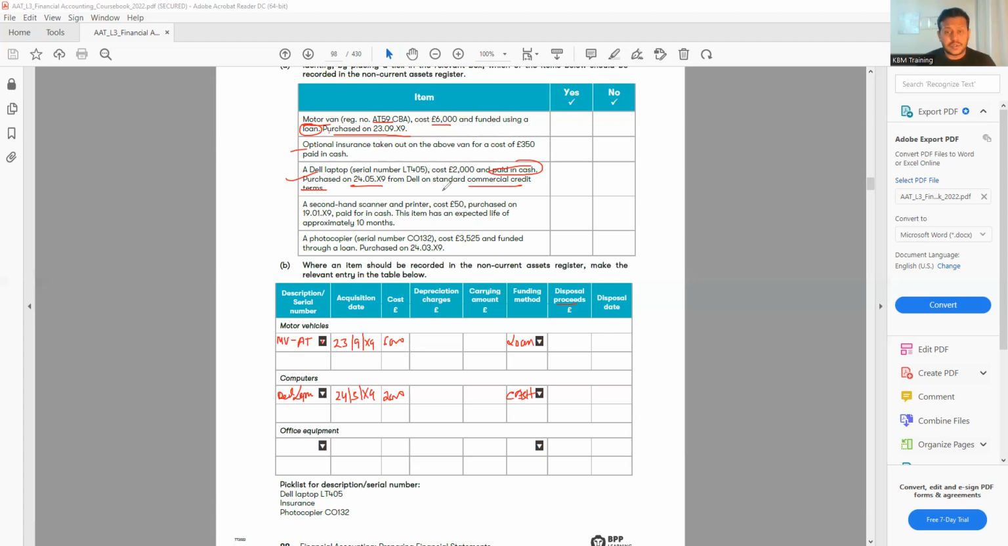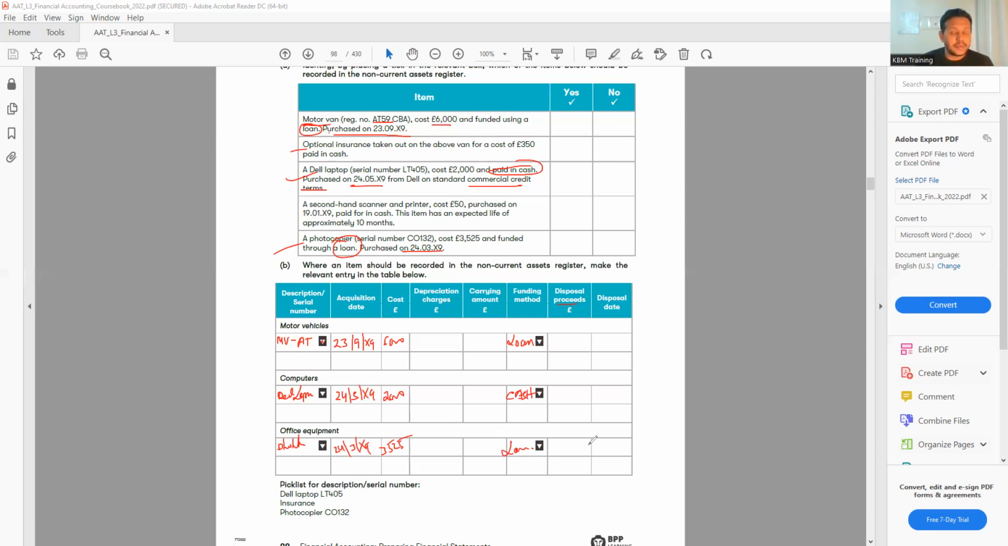Okay, the next one we have here, that is the last one, photocopier. We bought it on 24th of March 2019, and the cost is 3,525. There is no depreciation or carrying amount, and the funding method is a loan. So write the loan again.